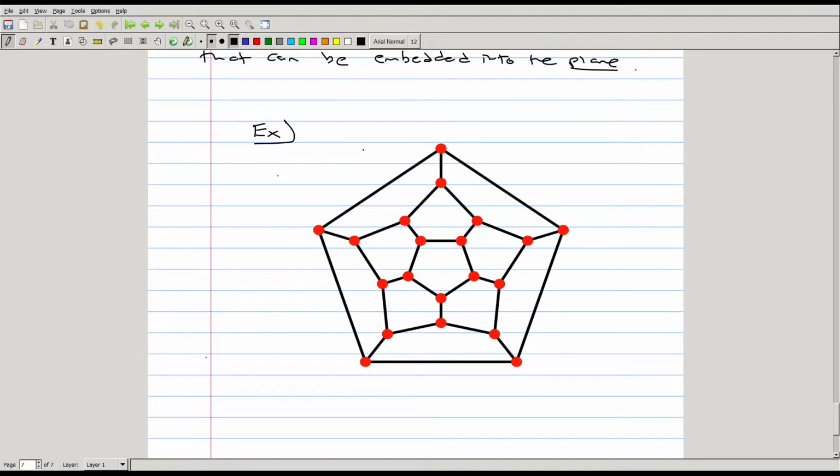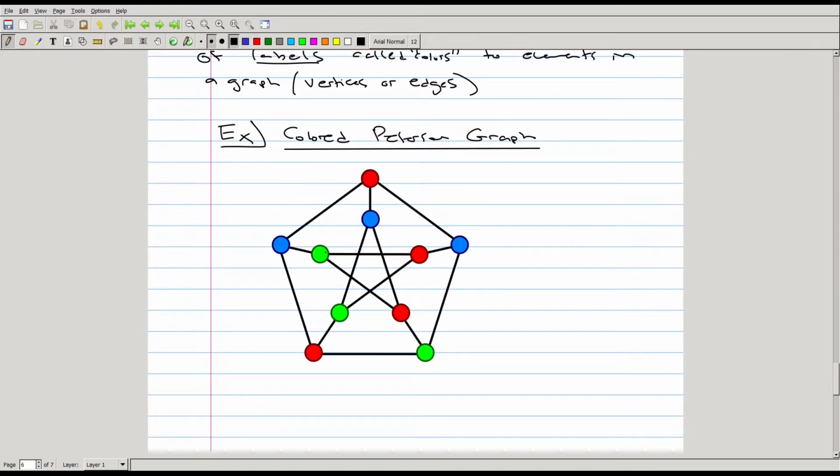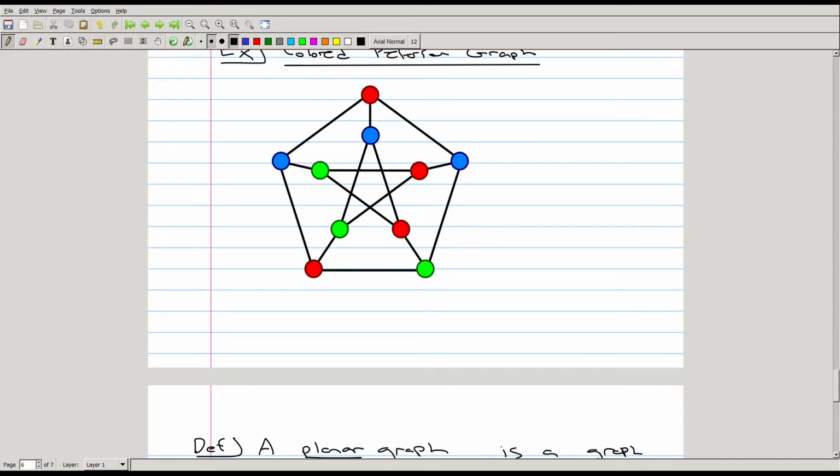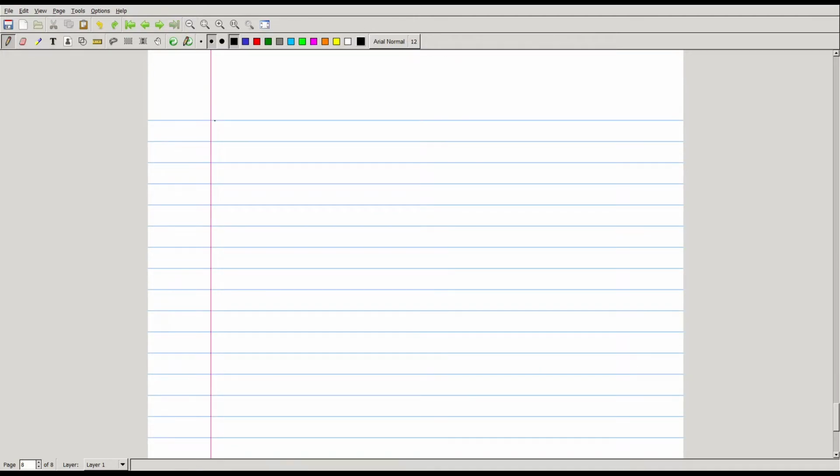A very important graph that represents, it's actually what's called a Schlegel diagram of a regular dodecahedron in 3 dimensions. But this graph is planar. A good example, or non-example, or graph that's not planar is the Peterson graph. No matter how you move around these vertices, you'll never be able to draw this graph in a way where the edges do not intersect each other. So this is not a planar graph.